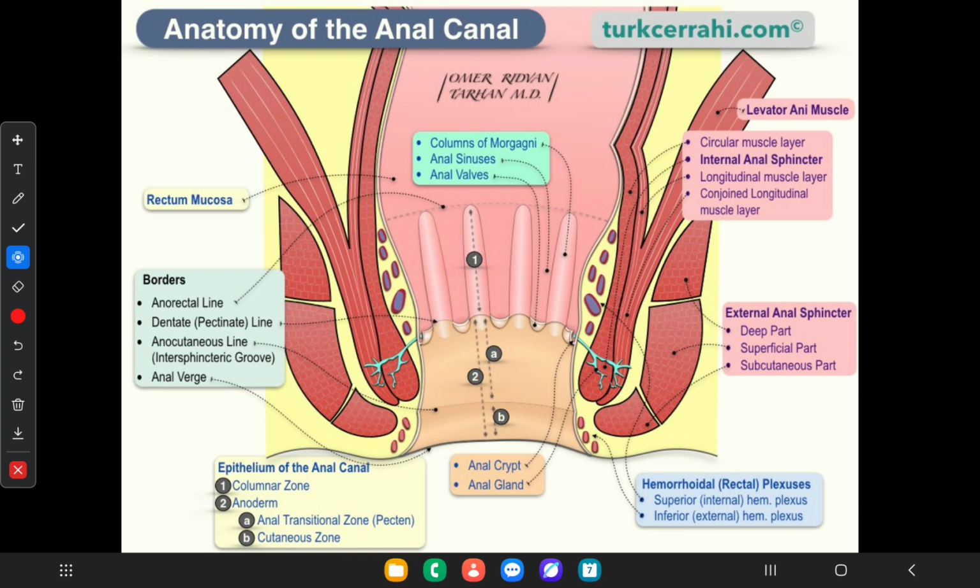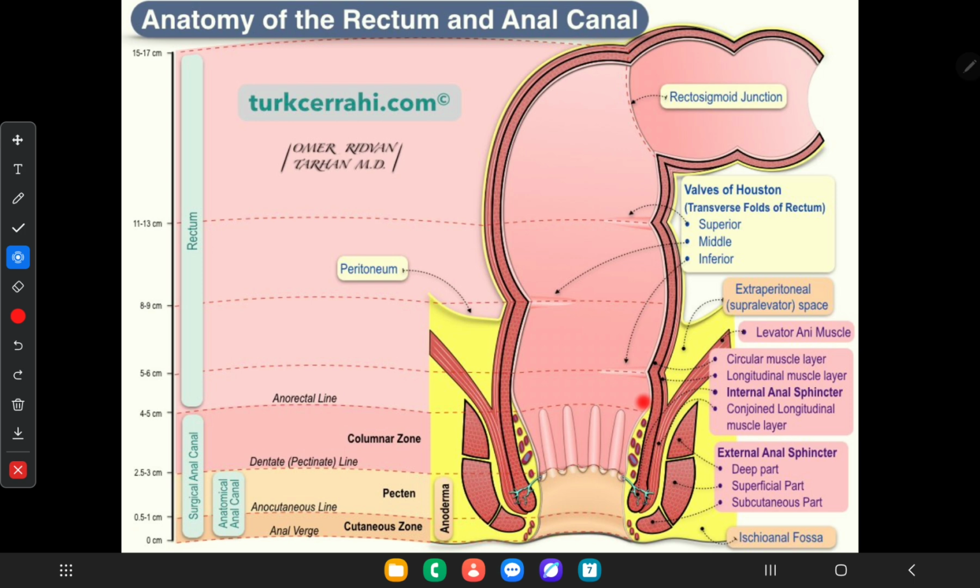From this video, I will discuss the anatomy of the anal canal. The anal canal is the terminal part of the large intestine and it extends from the anorectal junction up to the anal orifice. It is about 4 to 4.5 centimeters long. The anorectal junction lies in the pelvic cavity, but the anal canal lies below the pelvic diaphragm in the anal triangle of the perineum.